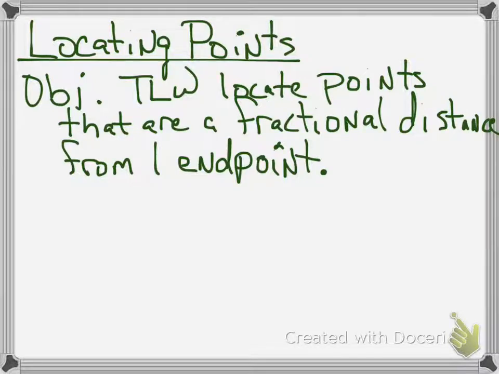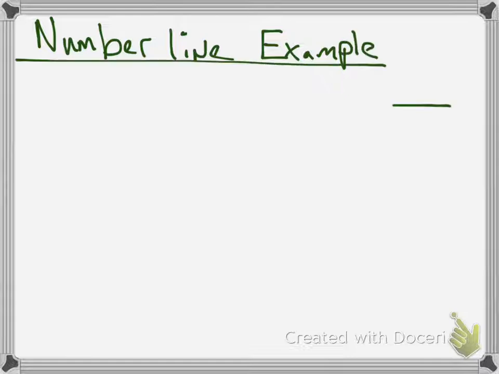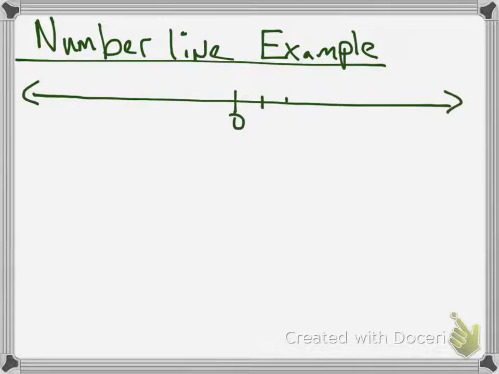Welcome to Unit 1.3 Part 2, where we're going to locate points that are a fractional distance from one endpoint. So, what do we do? Let's look at a number line example. The idea here is you need to find the distance between 2 points, or some type of line segment.